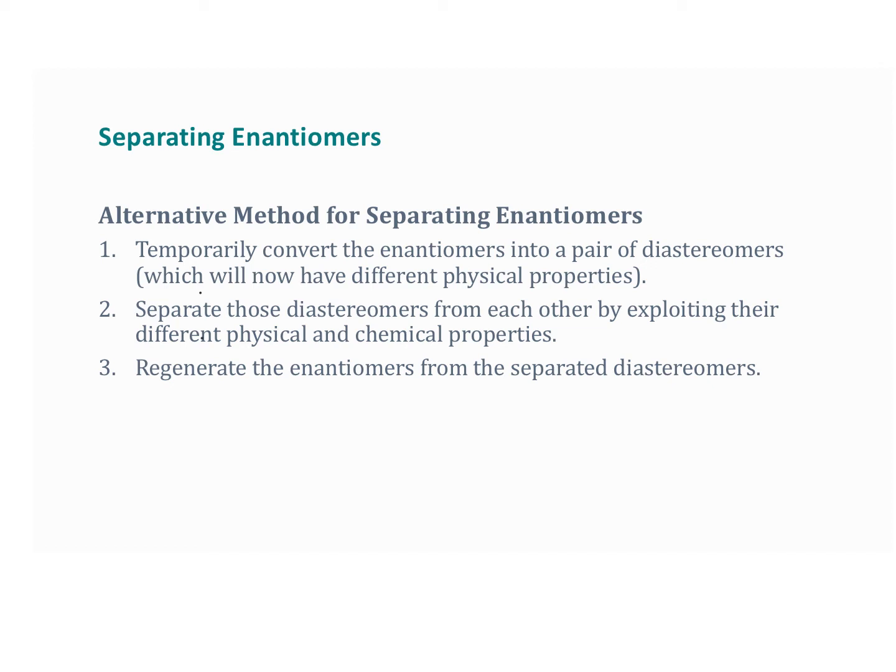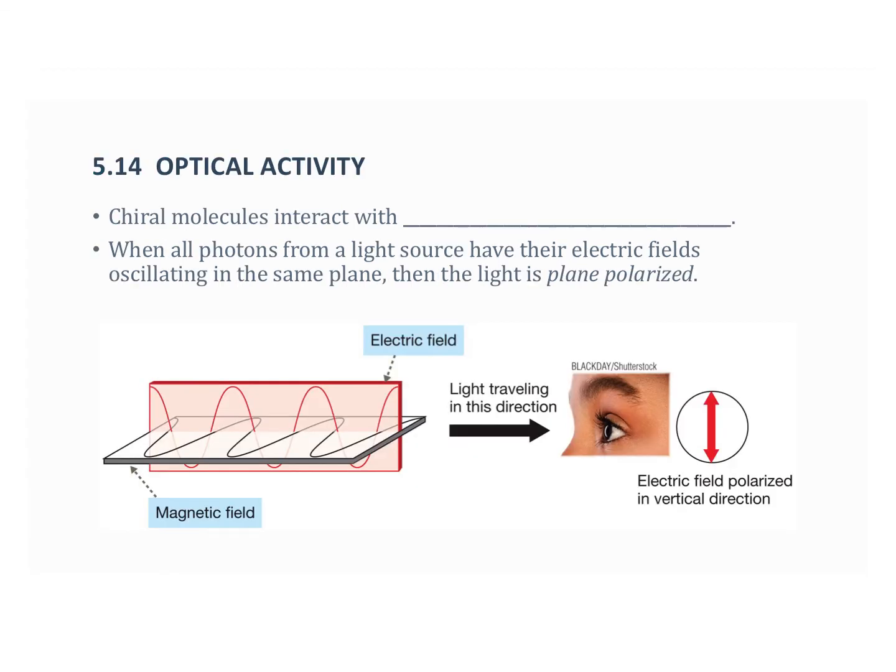This was some research that I did when I was an undergrad, and we were looking at using different kinetic rates to separate out enantiomers. So there are lots of different ways that are currently being investigated to do that. Now, although enantiomers have identical physical and chemical properties in achiral environments, they behave differently in chiral environments, and they also interact differently with plane polarized light.